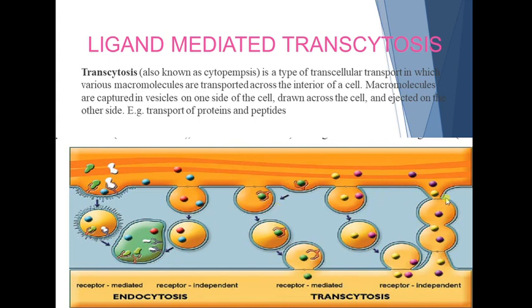And in the second case, the receptors are not involved, and this is receptor independent. The drug is taken up by the plasma membrane and a vesicle is formed. The drug is released in the intracellular space of the cell, and then the metabolites of the drug are removed by the process of exocytosis.